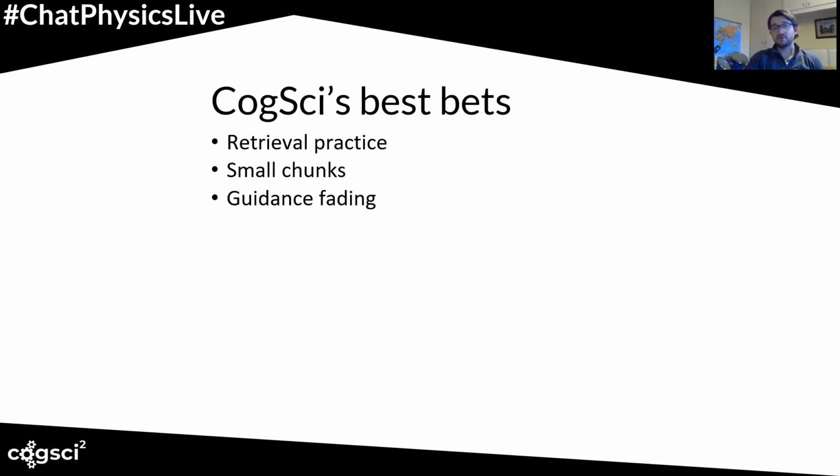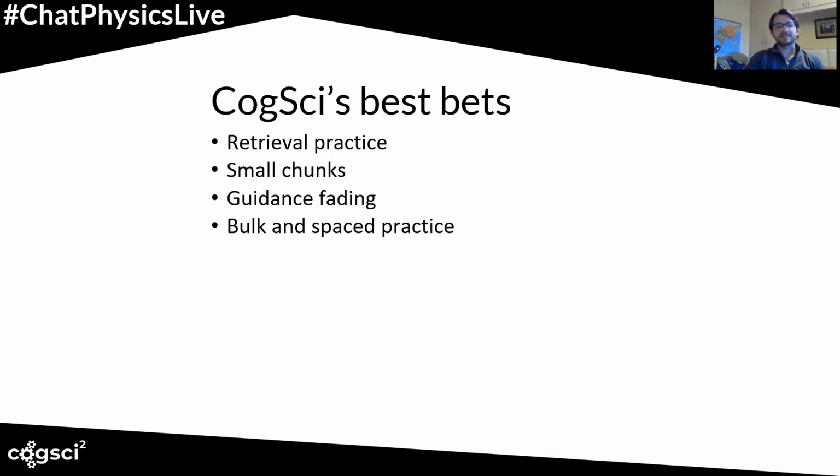Guidance fading is that process where you go from a fully worked example and explaining or modeling how to do something, to partially completed examples, maybe just to some hints and tips, and then completely independent practice. If you have used Rosenshine's principles of instruction, this will overlap a lot.